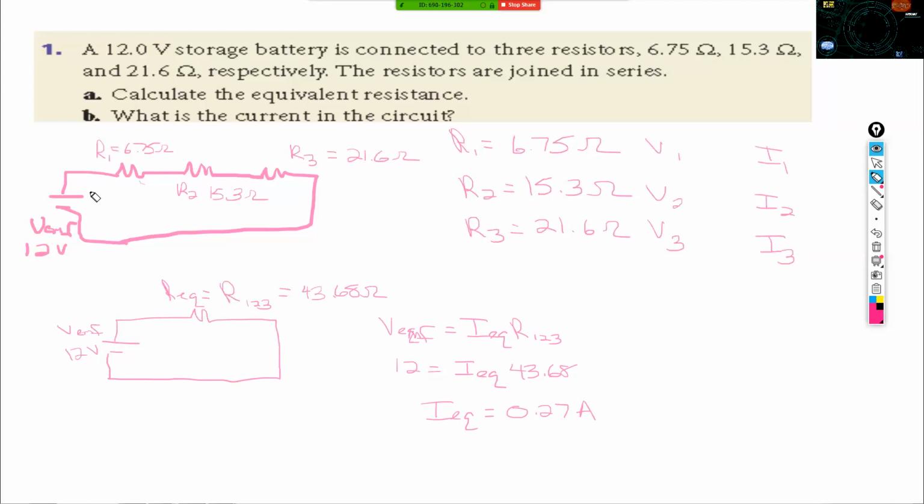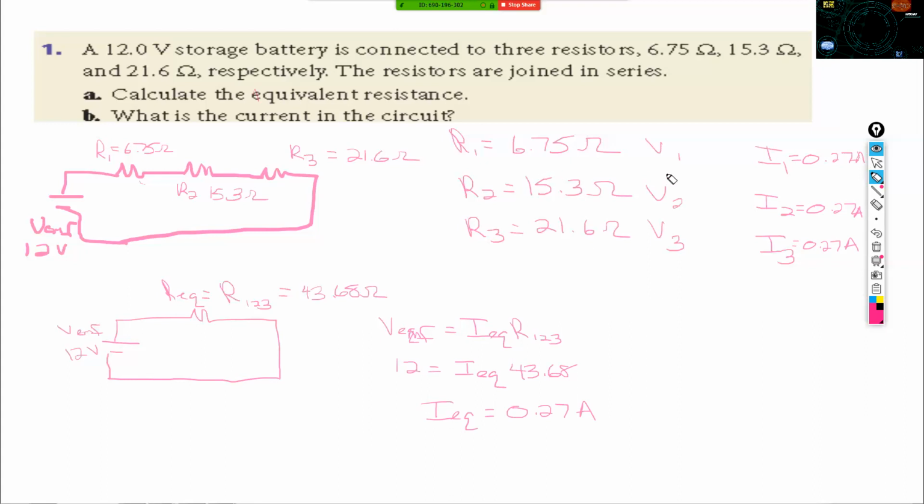Now, in series, if 0.27 amps goes through 1, it's going to have to go through 2, it's going to have to go through 3. So this is that last part. You start working your way back and apply what you can. So because they're in series, that tells me all three of these are going to be 0.27 amps. If 10 cars go through that, 10 cars go through this one, 10 cars go through this one.